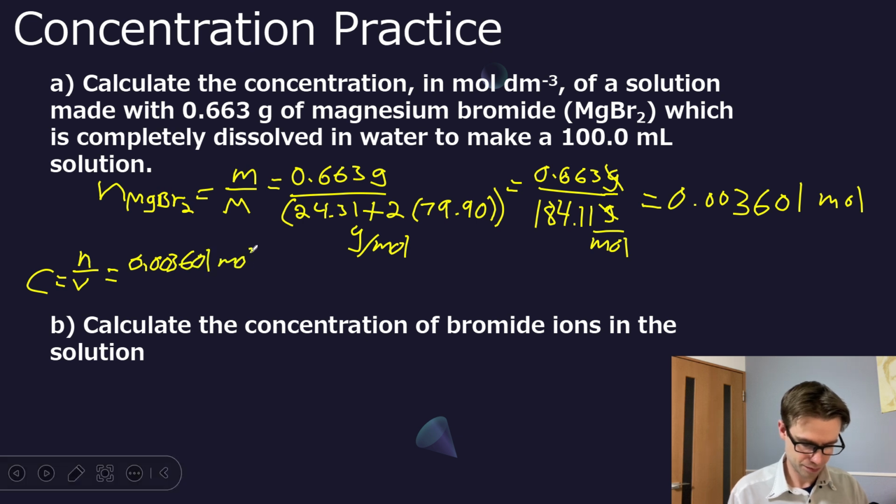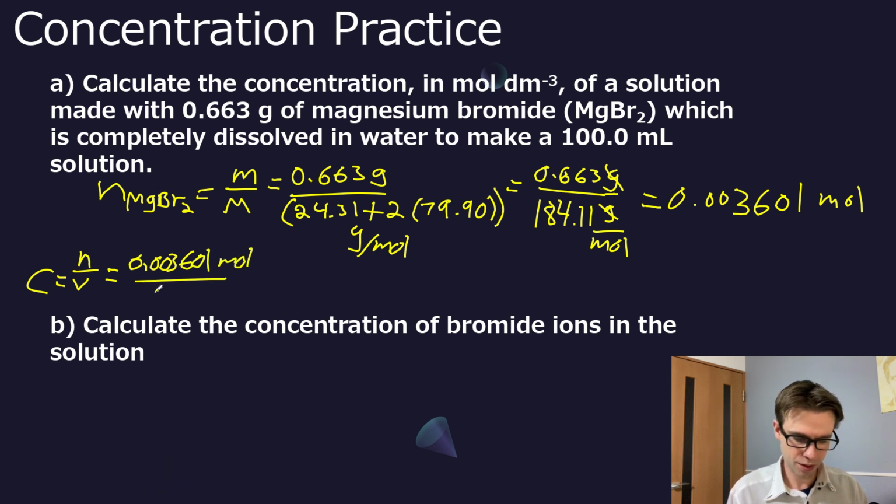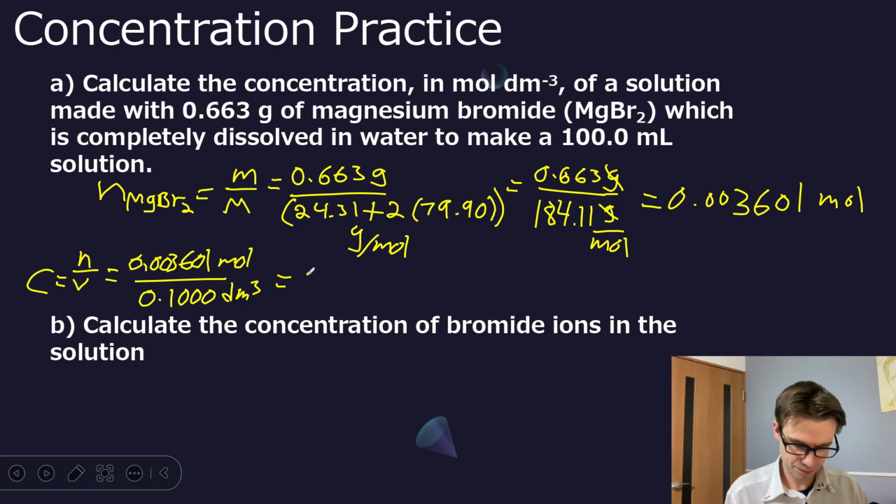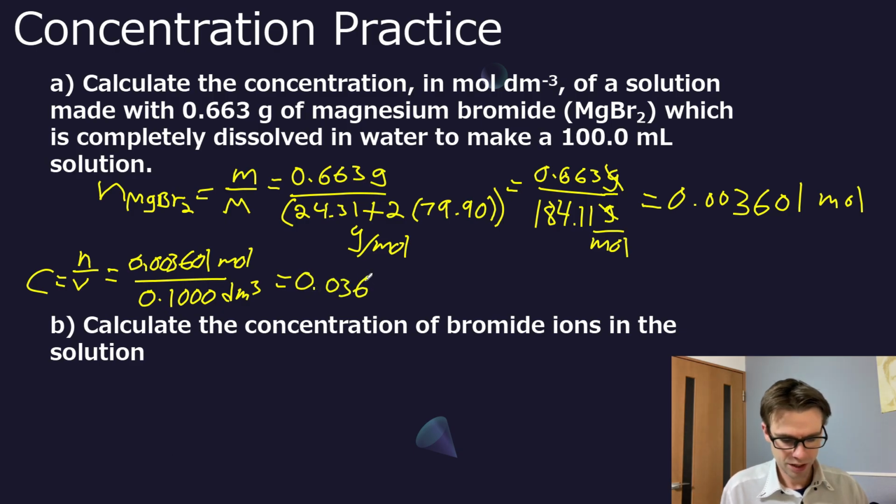0.00361 mole per... So 100 milliliters, that's 100 centimeters cubed, that's 0.1000 decimeter cubed. And so we will get 0.036. And now this will be the final answer, so let's think about significant figures.